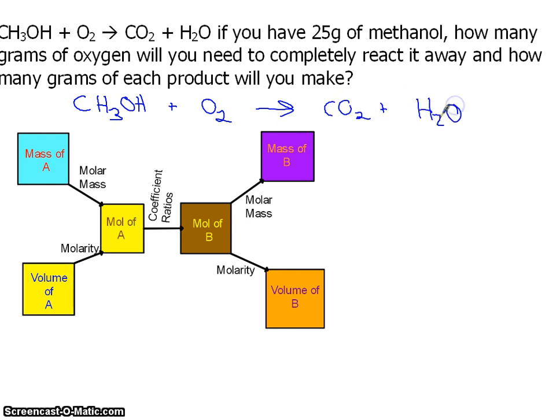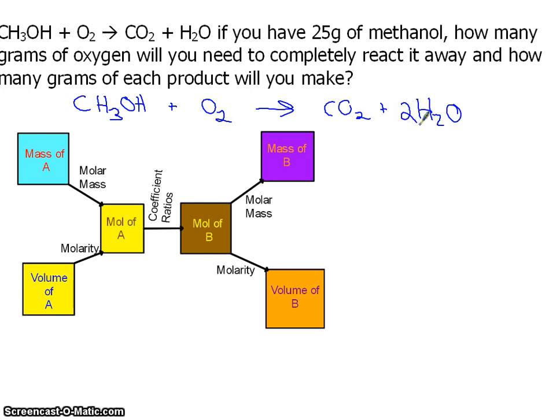And then I'm going to check it. Okay, so I have 1 carbon here, 1 carbon there. That's fine. All right, and I have 3 hydrogens plus 1 is 4 hydrogens total. And on the other side, I only have 2. So I need to have 2 waters.